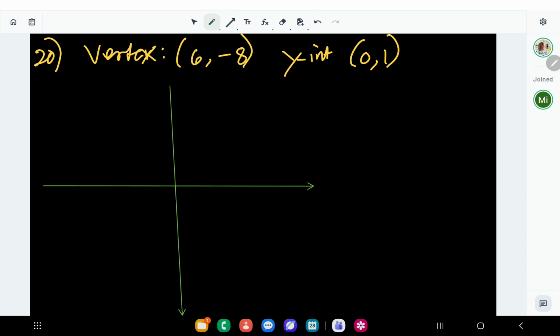Vertex is 6, -8. So 1, 2, 3, 4, 5, 6. Make sure you know how to graph. 2, 3, 4, 5, 6, 7, 8. This is -8. So the vertex should be here. And the y-intercept is 0, 1. So this is the y-intercept.